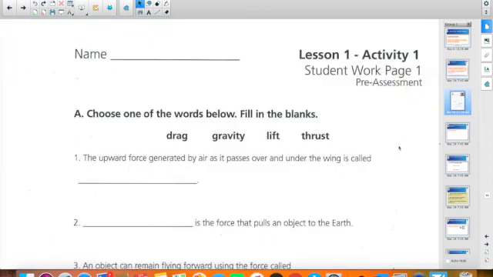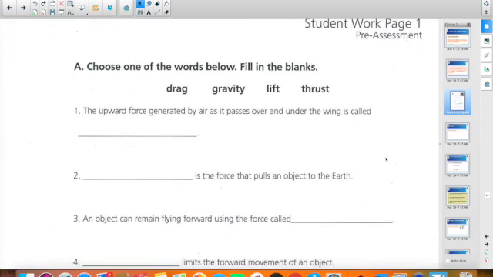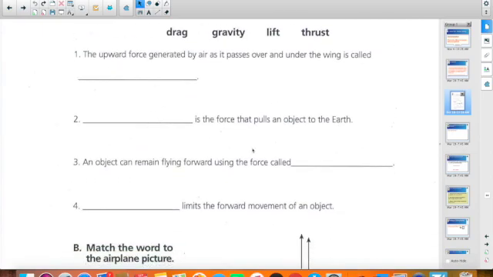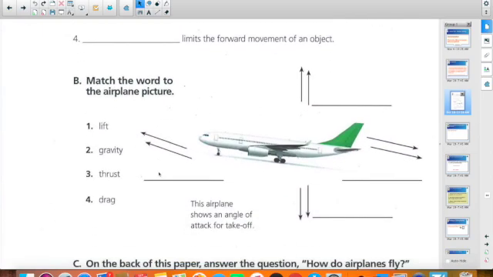Here is a picture of the assessment. You're going to go through and use these 4 words here to fill in the blanks on 1, 2, 3, and 4. On part B, you're going to use these 4 words to fill in the blanks and describe what the arrows are telling you when the plane is trying to take off. Which area looks like it's providing lift, which one is being pulled down by gravity, which one has thrust, propelling it in a direction, and what is drag.